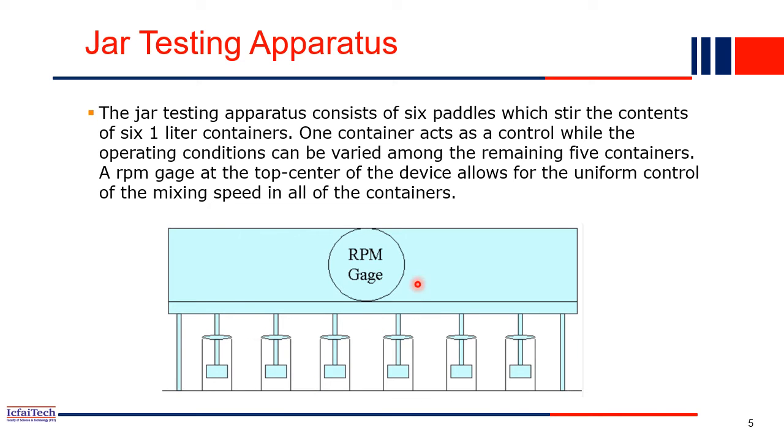So based on this jar test, we are finalizing how much quantity of coagulant has to be added, and also what the speed of this paddle is. All these parameters we have to finalize using this jar test.